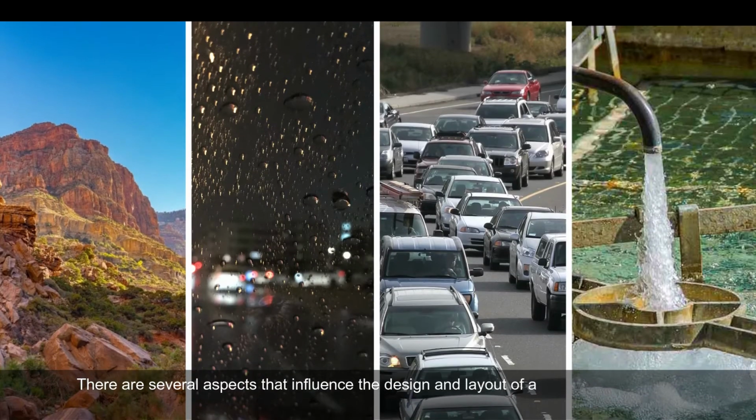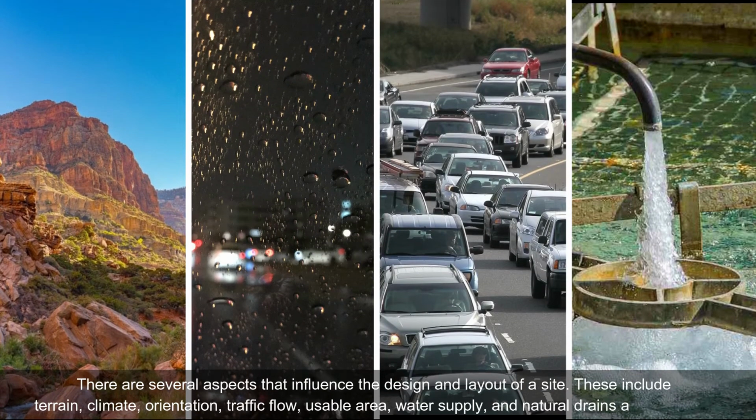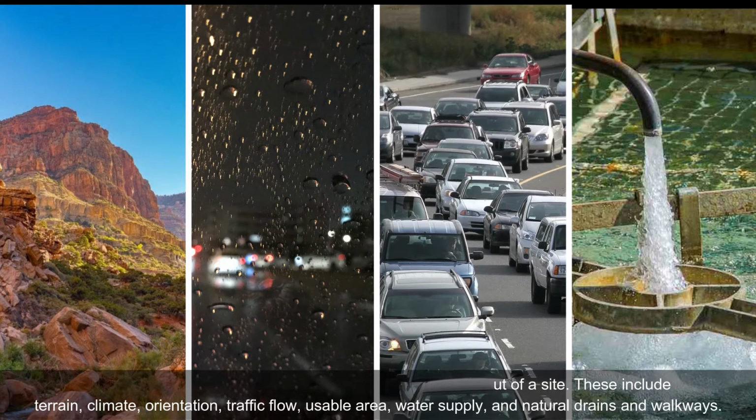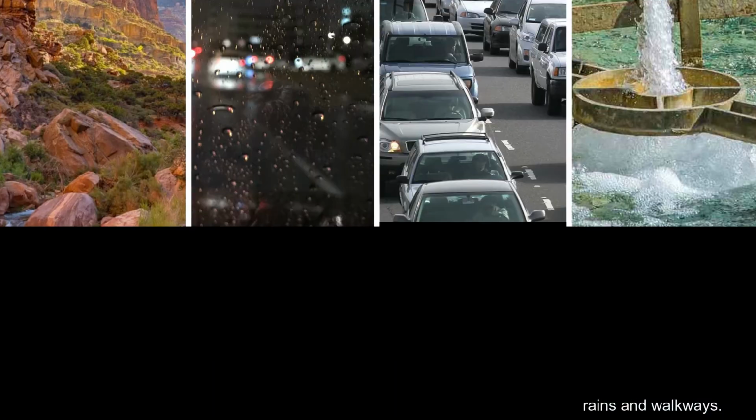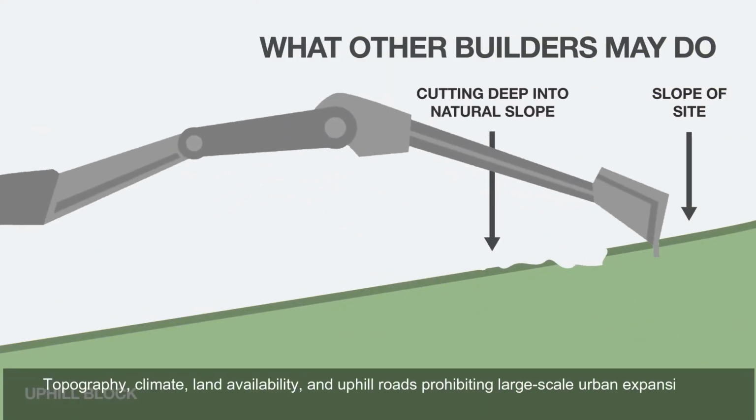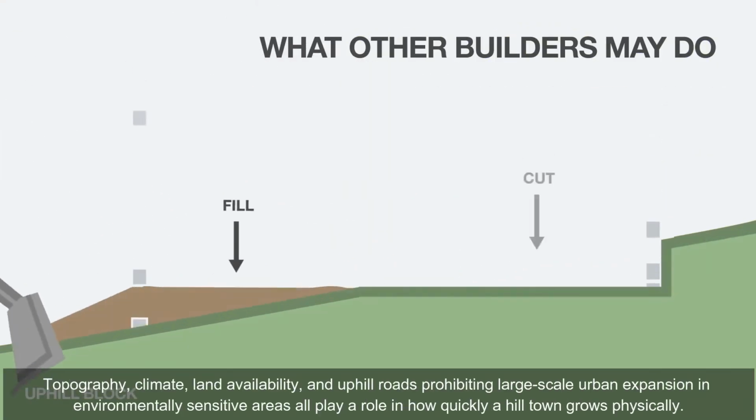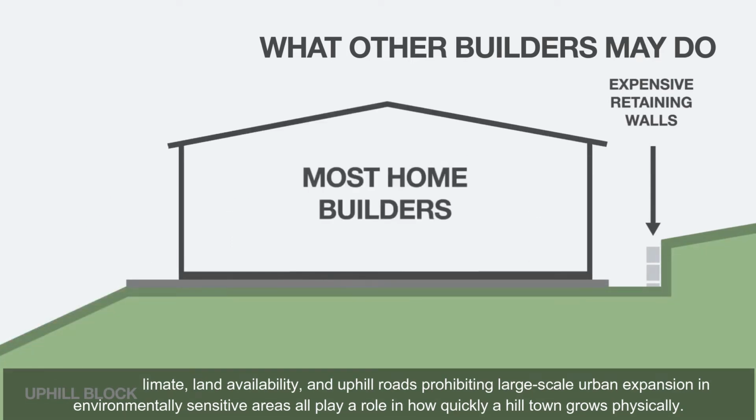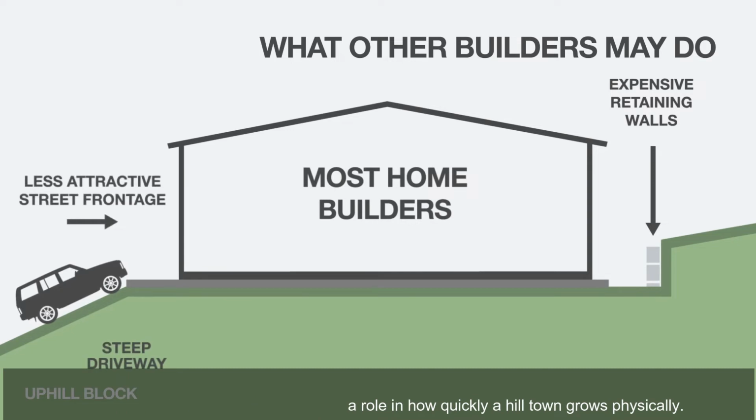There are several aspects that influence the design and layout of a site. These include terrain, climate, orientation, traffic flow, usable area, water supply and natural drains and walkways. Development of critical areas. Topography, climate, land availability, and uphill roads prohibiting large-scale urban expansion in environmentally sensitive areas all play a role in how quickly a hill town grows physically.